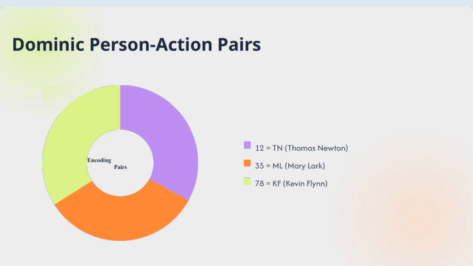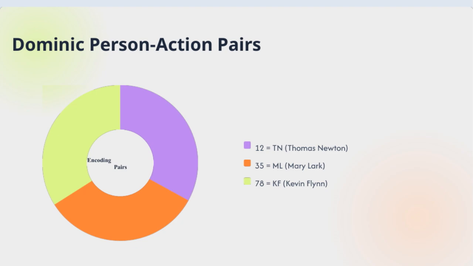Let's take a closer look at these encoding pairs, which are essential for understanding how we represent information. Here, we see three key individuals: Kevin Flynn, represented by 78, Mary Lark with 35, and Thomas Newton, assigned 12. These numbers serve as identifiers for encoding purposes. The concept of pairs is fundamental because it allows us to link individuals with specific actions or data points, creating a structured way to organize information.